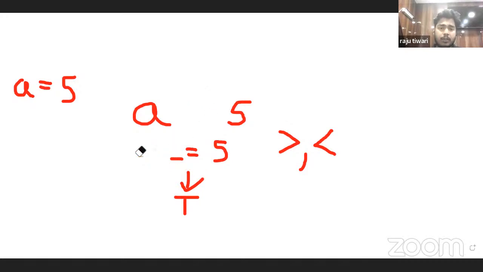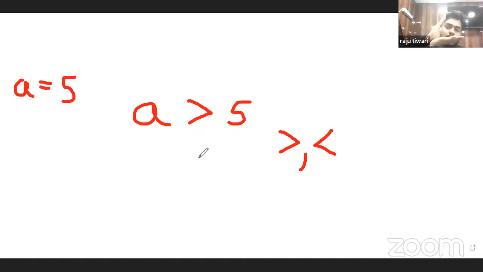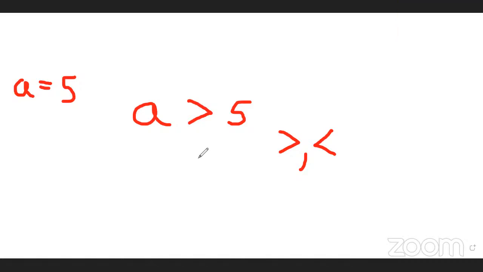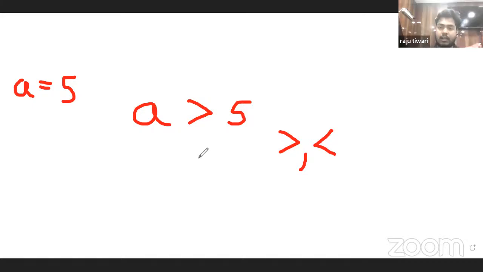So I'm going to erase this example, and I'm going to take greater than operator. So now, what is this greater than operator? It looks like an alligator mouth opening. So the side where the alligator is opening the mouth, that side should be greater, and the side where the alligator is closing the mouth, that side should be smaller.